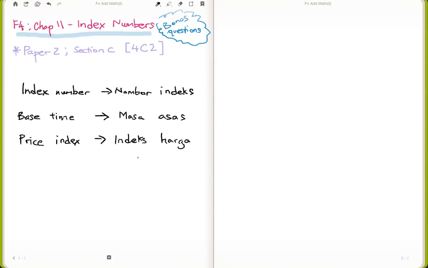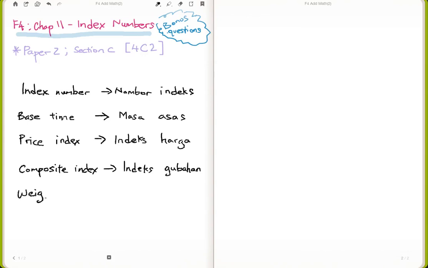Then what else do you need? Composite index, yes. Well, I think the first word in BM should be quite similar to the previous one. It will be called indeks. But I think composite will be a little bit hard because you can never guess it, because composite in BM is gubahan. I think this is a little bit tough. Gubahan is composite.